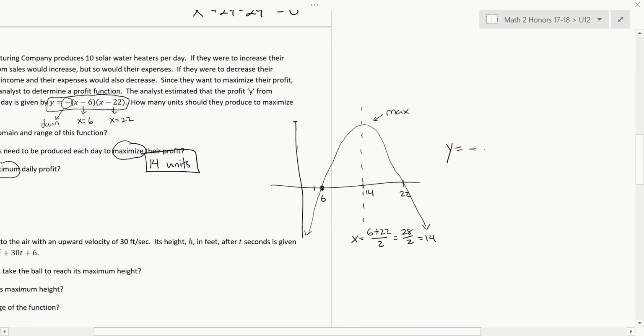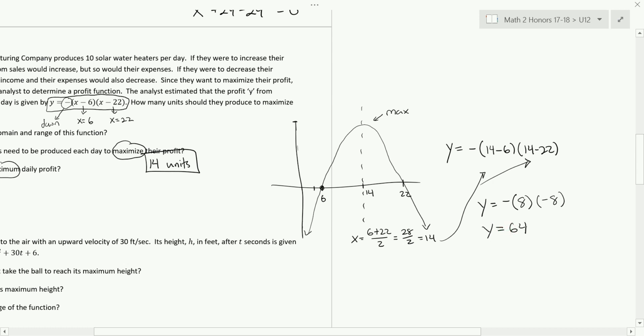So we got y equals negative, plug in 14 for x, minus 6 times 14 minus 22. So I'm plugging in 14 for x here, and I get y is negative, 14 minus 6 is 8, and 14 minus 22 is negative 8. So we end up with y is positive 64.